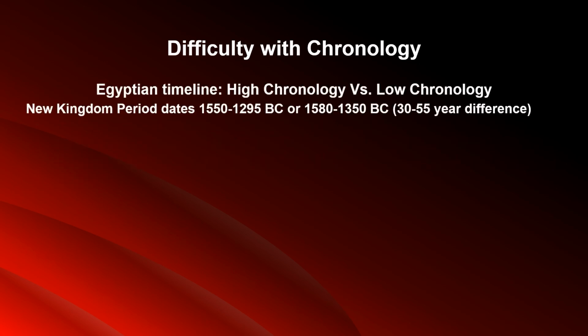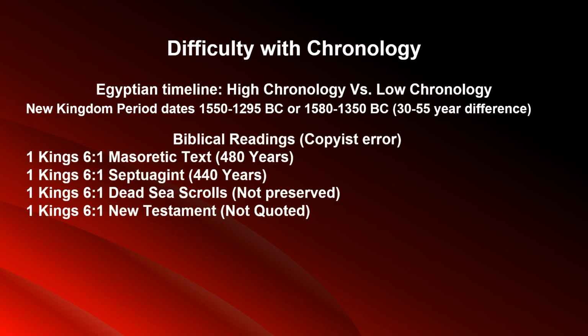Mainly that there are different chronologies for the Egyptian timeline. You have high chronologies and low chronologies. And for the New Kingdom period, this can be off anywhere between 30 to 55 years. Additionally, you may recall in the first 1 Kings passage that there was a little A icon, and that's because there is a copyist error in this specific passage.